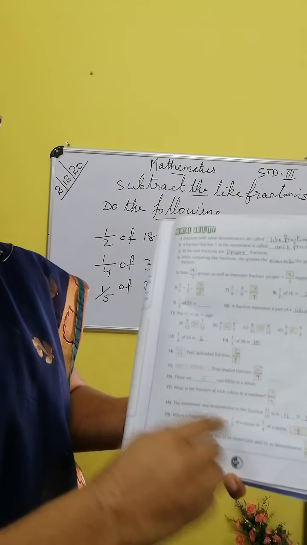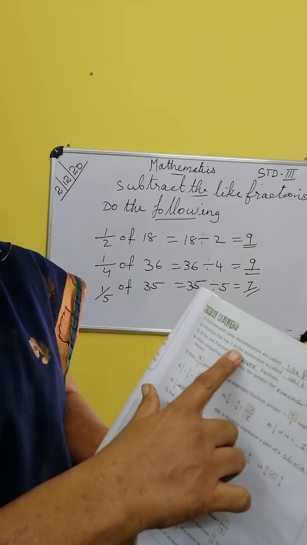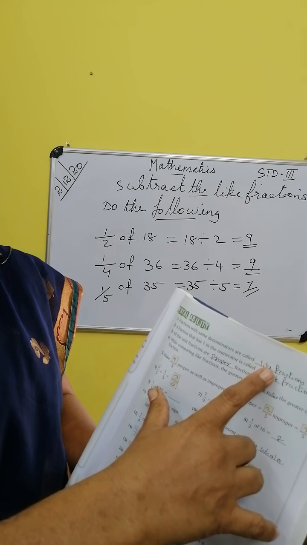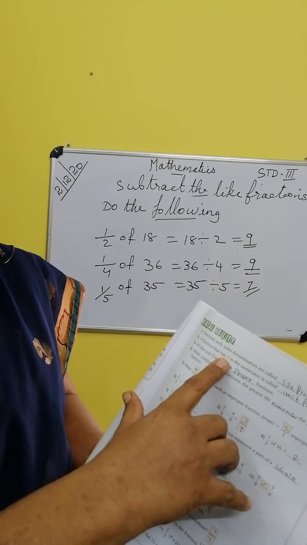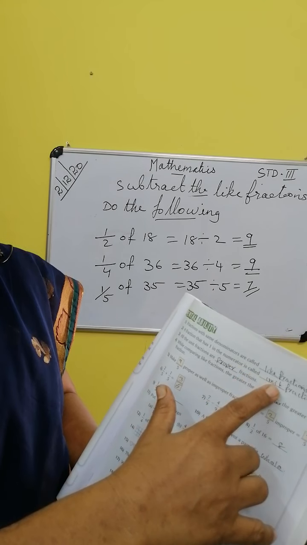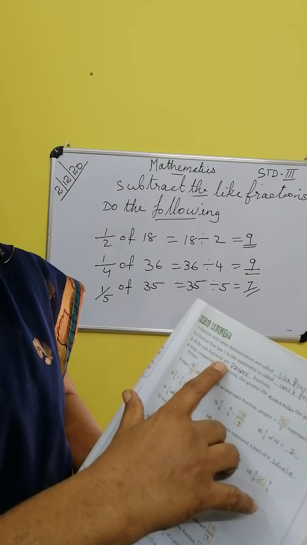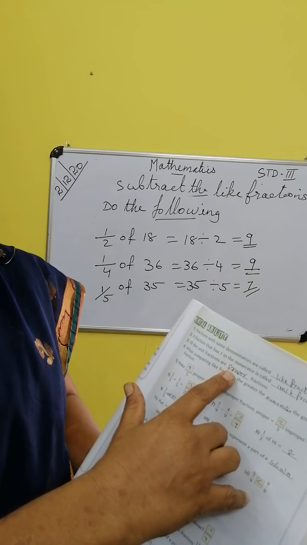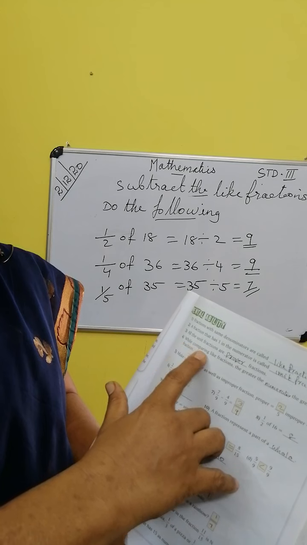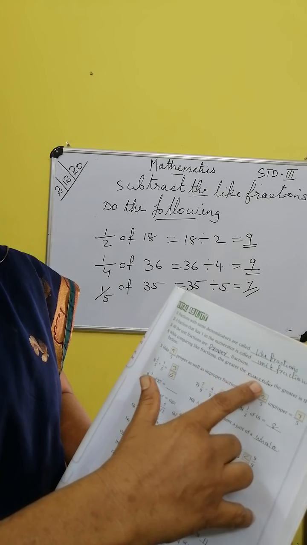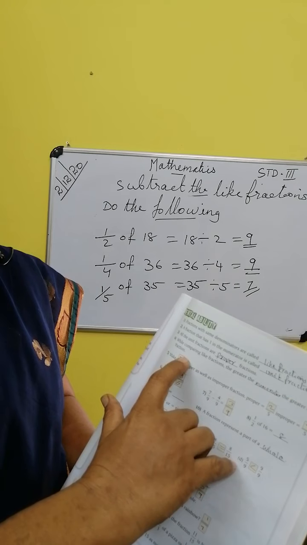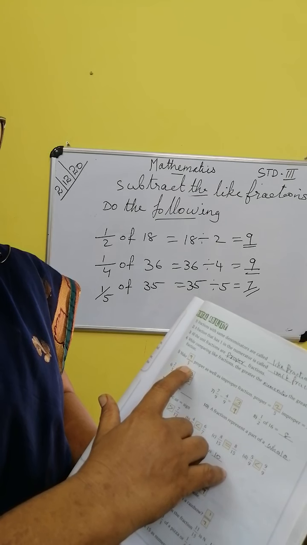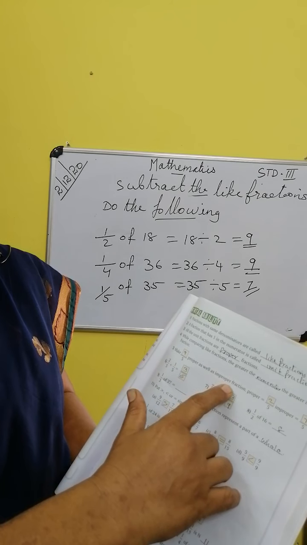Here, page number 127. Fractions with the same denominators are called like fractions. Like fractions, same denominator. A fraction that has 1 in the numerator is called a unit fraction. All the unit fractions are proper fractions. Keep in your mind, all the unit fractions are proper fractions. While comparing like fractions, the greater the numerator, the greater is the fraction.